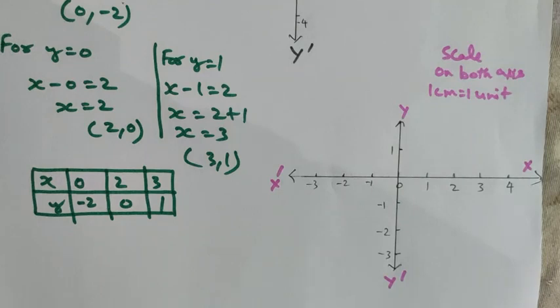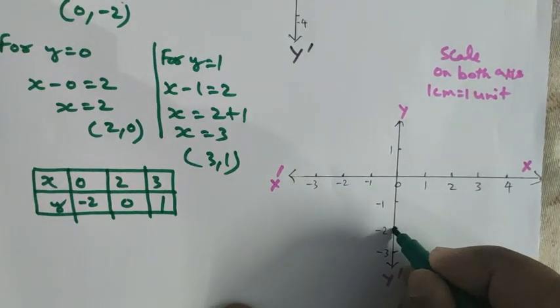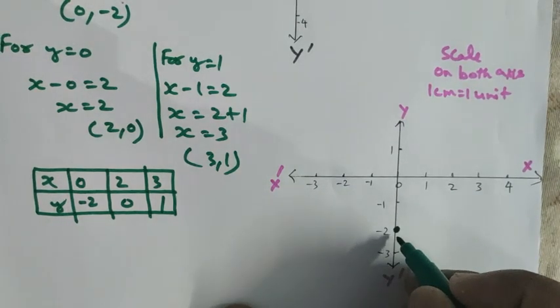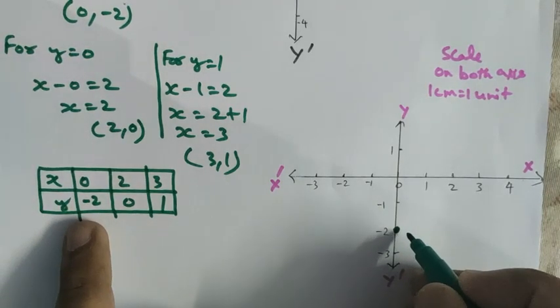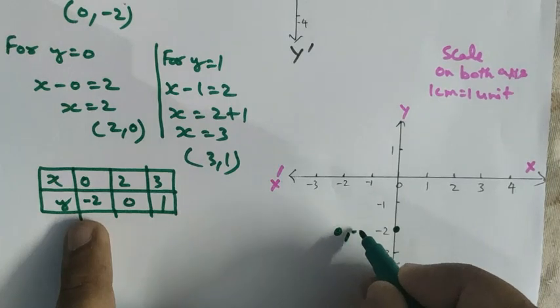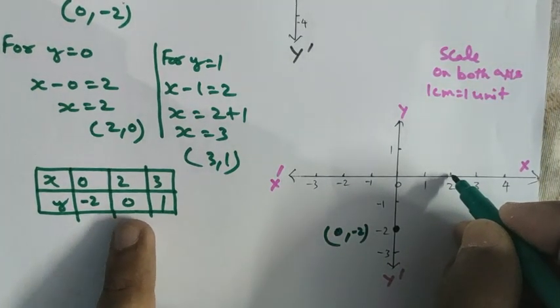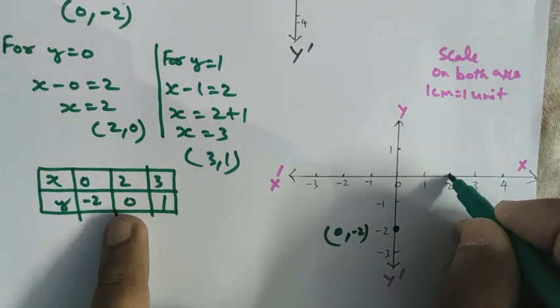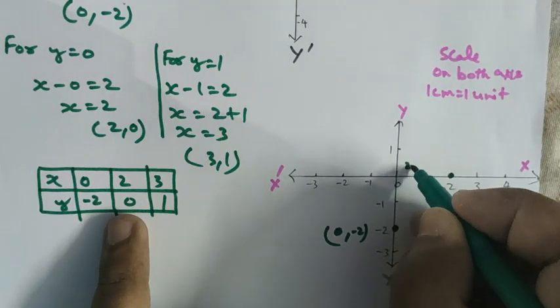First is 0 comma minus 2. So x coordinate is 0 and y coordinate is minus 2. So this will be the first point. If the x coordinate is 0, it will be lying on the y axis. So this is 0 comma minus 2. Second coordinate is 2 comma 0. Since the y coordinate is 0, it will be lying on the x axis. It will be 2 comma 0.